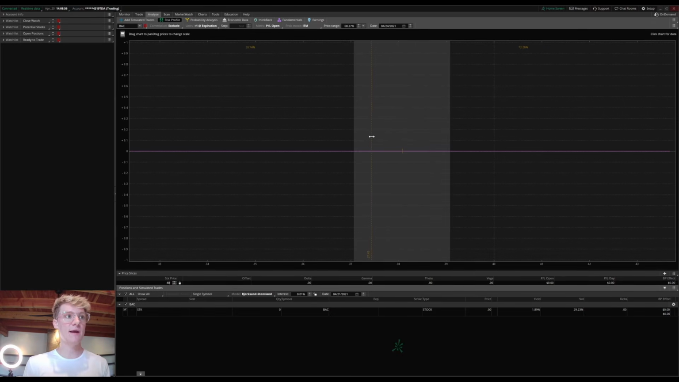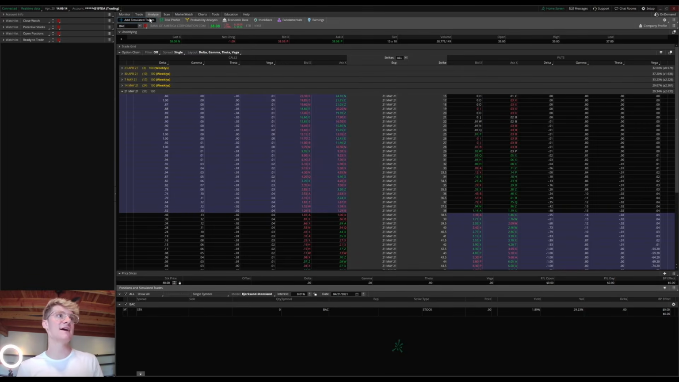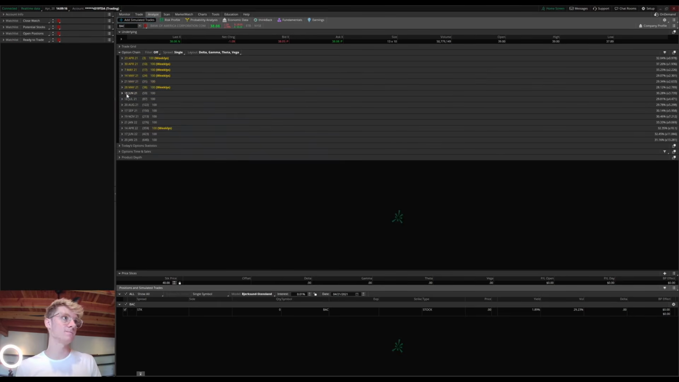And you can also grab this little orange slider and move it to whatever price you would like. So say you want to get your calculations if BAC is going to be at $41, you just move that to 41. So let's actually go ahead. You're going to go over to Add Simulated Trade. Click on Add Simulated Trade.